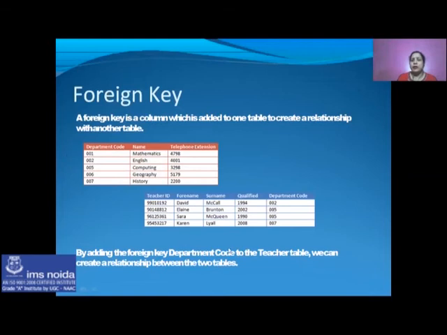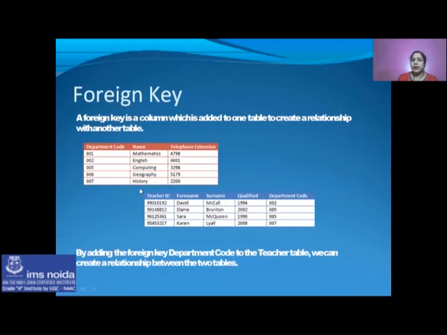So we need to add one department code in the teacher table so that we can associate the department code here and the department code here. Now we will consider this department as a master table and this teacher as a child table. And here the department code must be unique. It should not be duplicated. It means department code should be a primary key in the master table department.